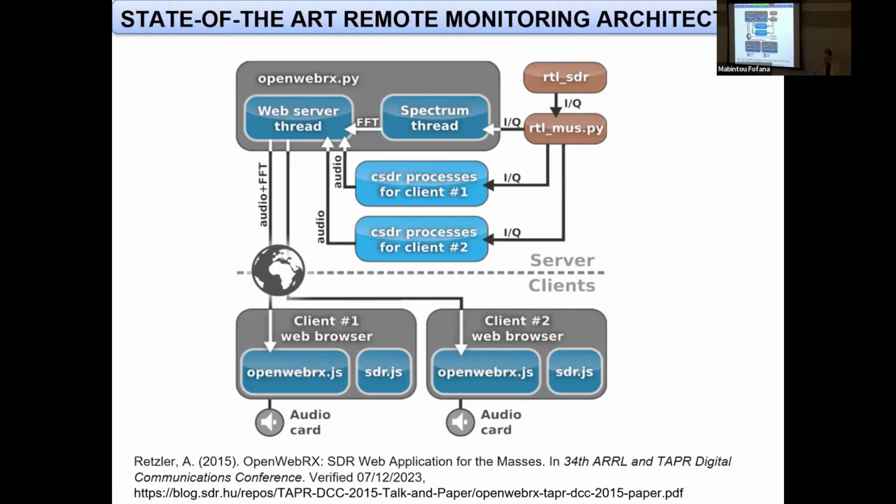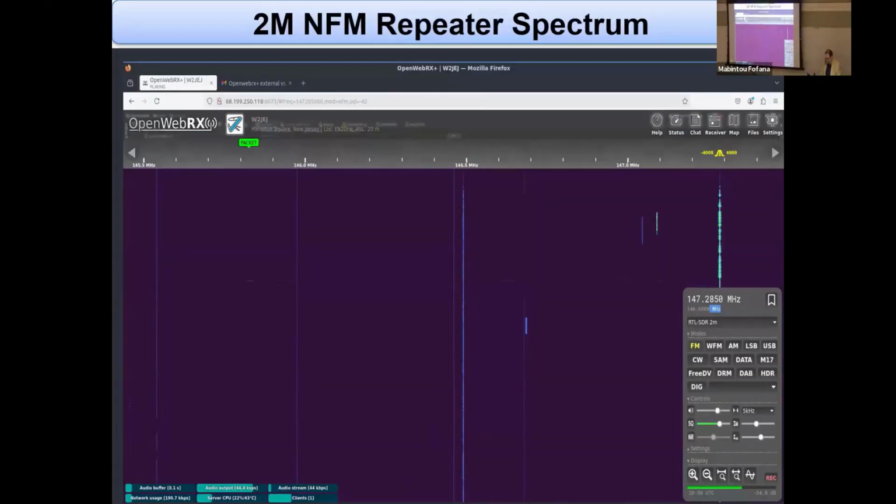Okay, so there's significant advantages of doing this, and there's some disadvantages. So this is what it looks like. You get a spectrum waterfall.